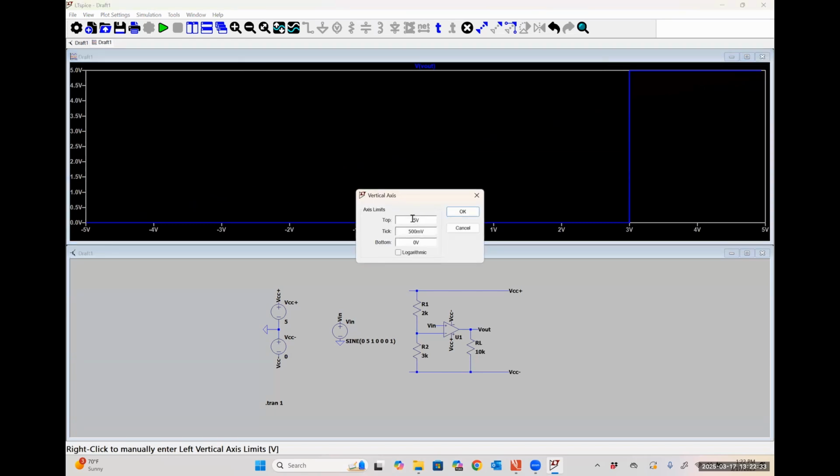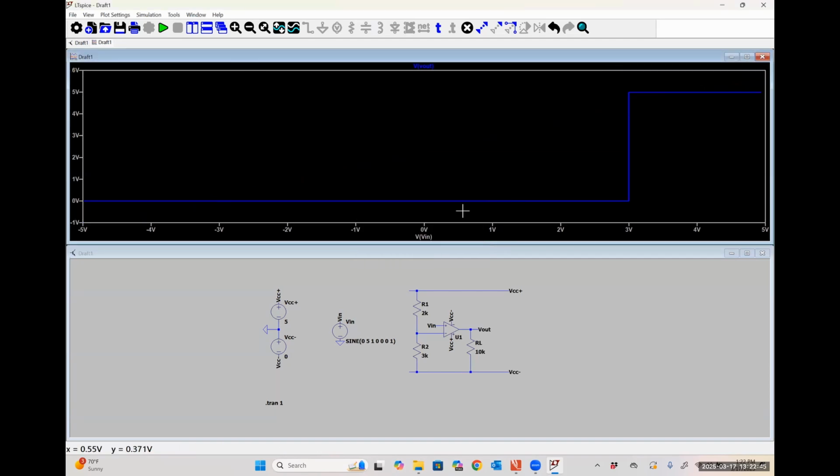And just for the hell of it, just so that we can see, might make that a bit better. Yeah. So whenever our input voltage is less than 3 volts, our output is low. Whenever our input voltage is greater than 3 volts, our output is high. Exactly what our design constraint was.